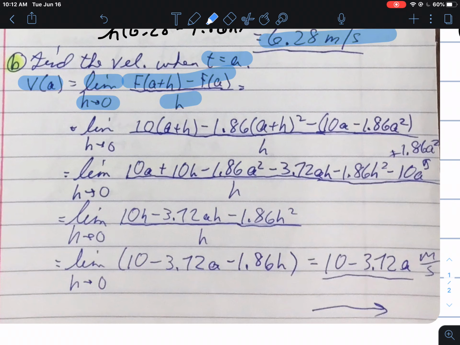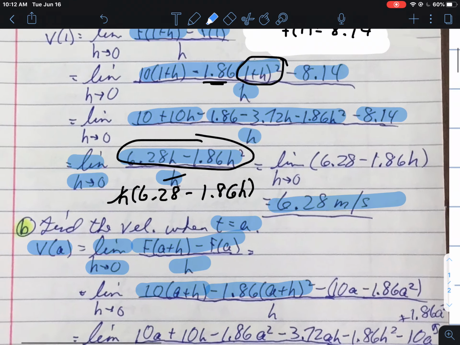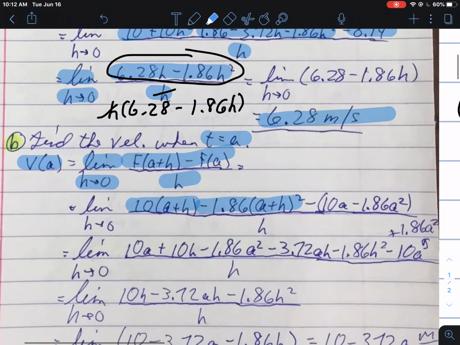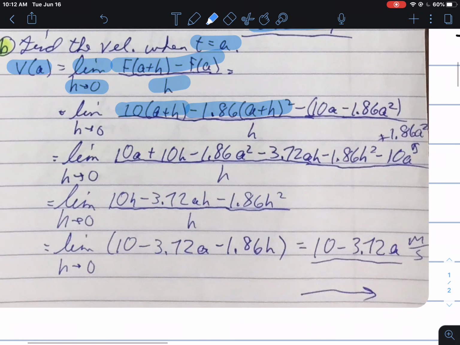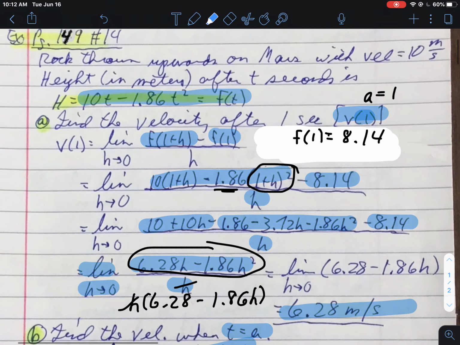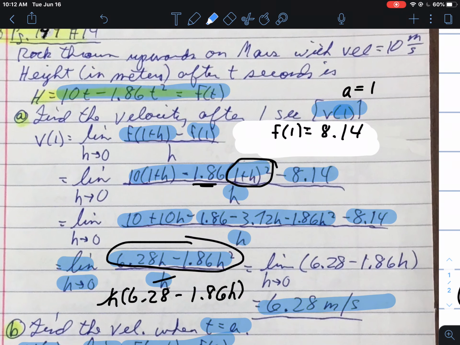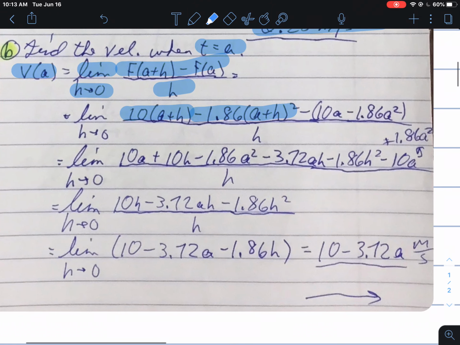That's our basic definition. So what is f of a plus h? Again, I'm just plugging a plus h into that function earlier, 10t minus 1.86t squared. So here's f of a plus h, 10 times a plus h minus 1.86 times a plus h squared. All right, that's back into that original function, minus f of a. Now in this case, I'm plugging a into that function. So 10a minus 1.86 a squared.